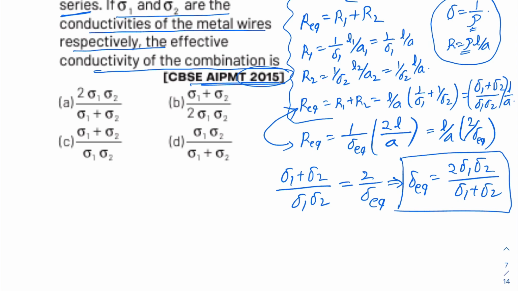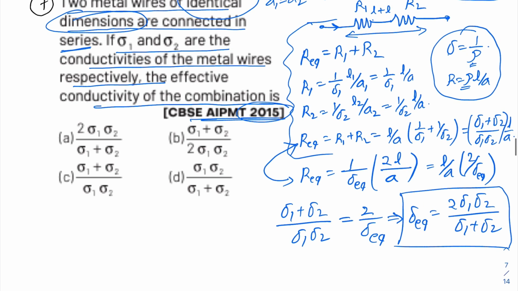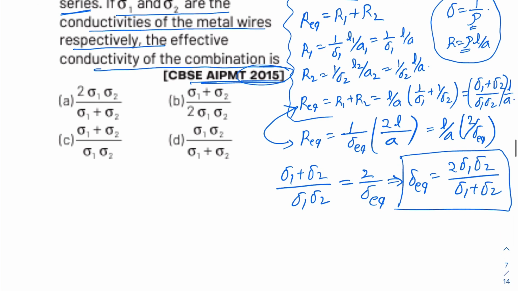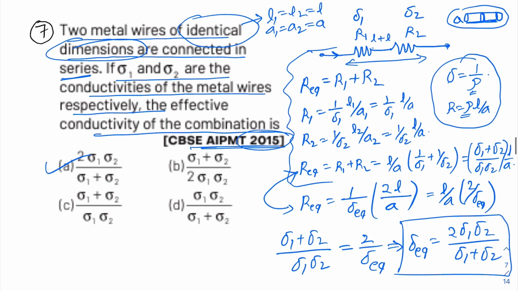It is a very important question. So what is the answer of this question? It will be 2 into sigma 1 into sigma 2 by sigma 1 plus sigma 2. So option number A is the correct answer of this question.